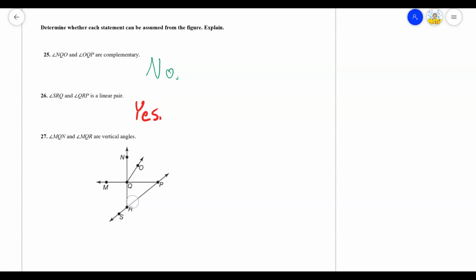And then the last one, vertical angles. And we said vertical angles are vertical angles, so we just need to look at the picture and see if that's what we have. MQN, right here, and MQR. MQR is here. Are they vertical angles, yes or no? And that is no. Okay, what they are, they're adjacent angles. They're right next to each other. In fact, they're adjacent and they're a linear pair. Okay, that's what they actually are. They're not vertical. Remember, vertical angles are non-adjacent angles formed by intersecting lines.